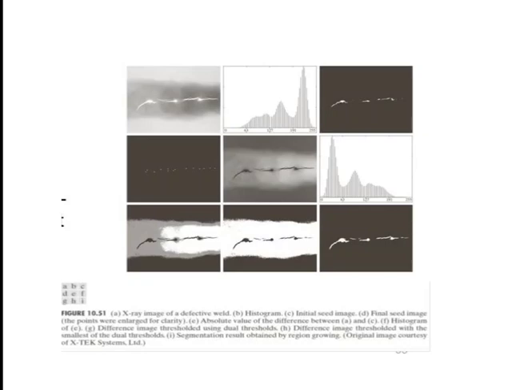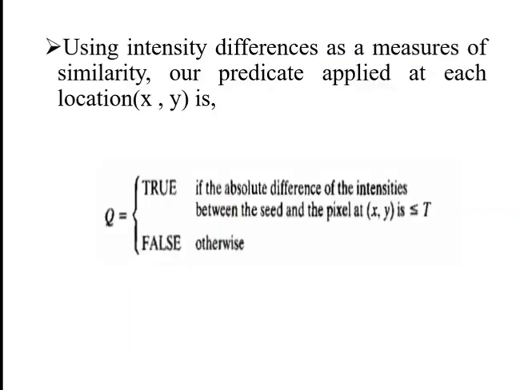In this example, we are interested in appending to each seed all the pixels that are connected to that seed and are similar to it. Using the intensity differences as a measure of similarity, our predicate applied at a location x, y is q equal to true if the absolute difference of the intensity between the seed and the pixel at x, y is less than or equal to t, and false otherwise, where t is a specified threshold.